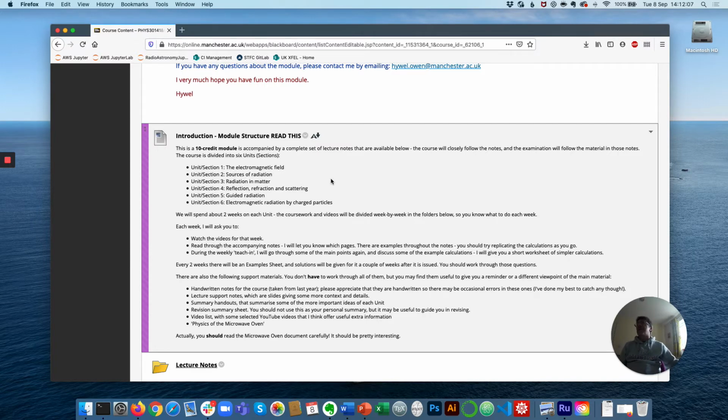And in these notes there are examples all the way through, and I recommend that you try replicating those calculations as you go. A very important part of this course will be doing numerical calculations and estimations of the phenomena that we are dealing with. During the weekly teach-in, I will go through some of these main points again, and I will discuss these example calculations, and I will give you a worksheet of what you might call simpler calculations, which reflect the material that we're going through, so they won't exactly match what's in the notes, but they will reflect them.